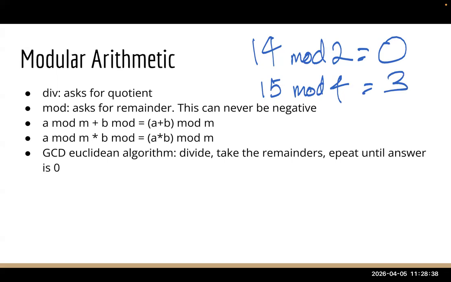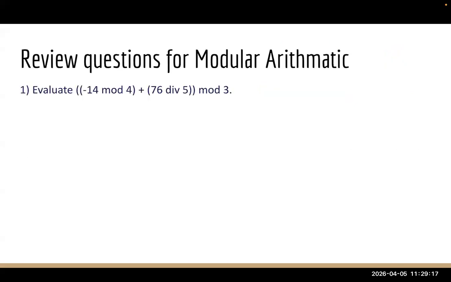Now, A mod M plus B mod M is A plus B mod M. So if they have the same mod M, we'll just put the numbers before the mod in parentheses, and just add them up normally and multiply them normally. Now, what is the Euclidean algorithm, the greatest common divisor algorithm? We divide, we take the remainders, and then we repeat until we get the answer as 0. We'll see it worked out in the next couple of questions.